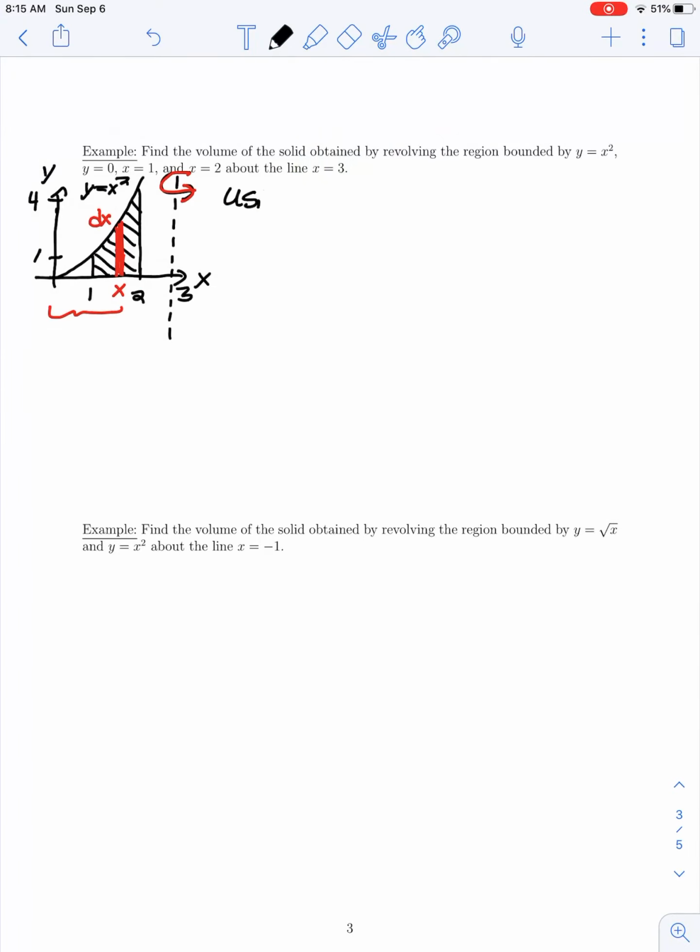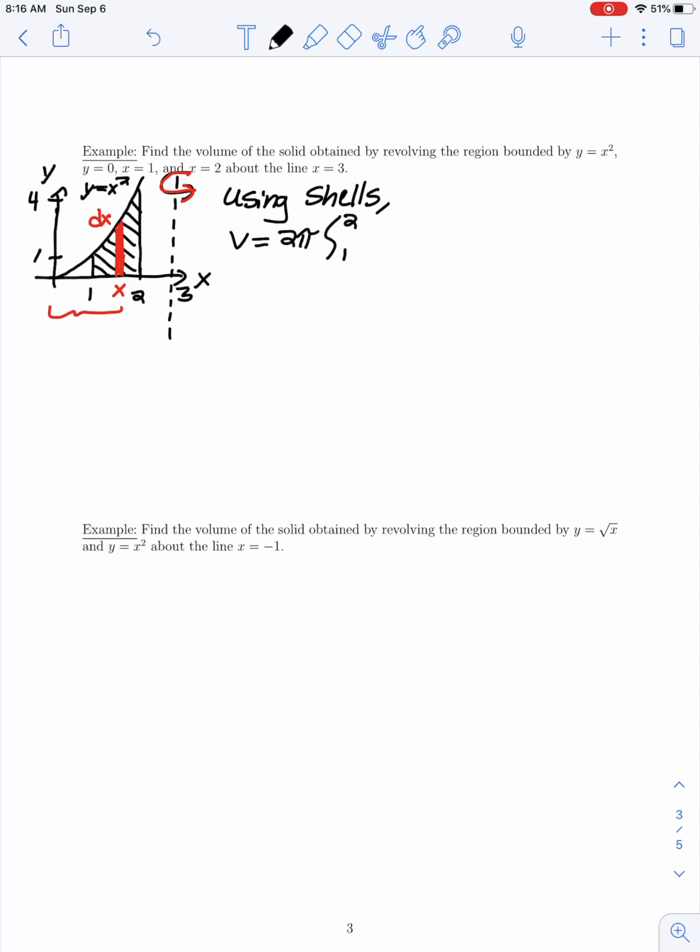So let me start by saying using shells, the volume of this solid is given by 2 pi times the integral along the x-axis here from 1 to 2 of the radius of our cylinder. So we have to be a little bit careful in determining the radius of our cylinder if our axis of revolution is not the x or y axis. So let's think about what the radius of our cylinder is going to be here.